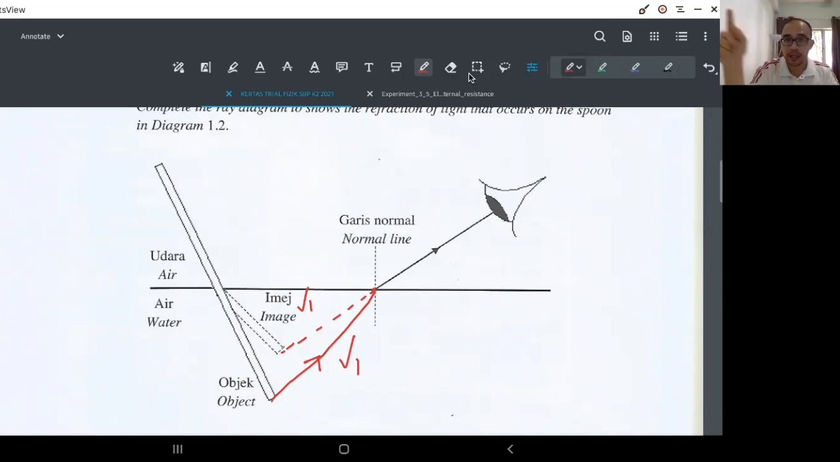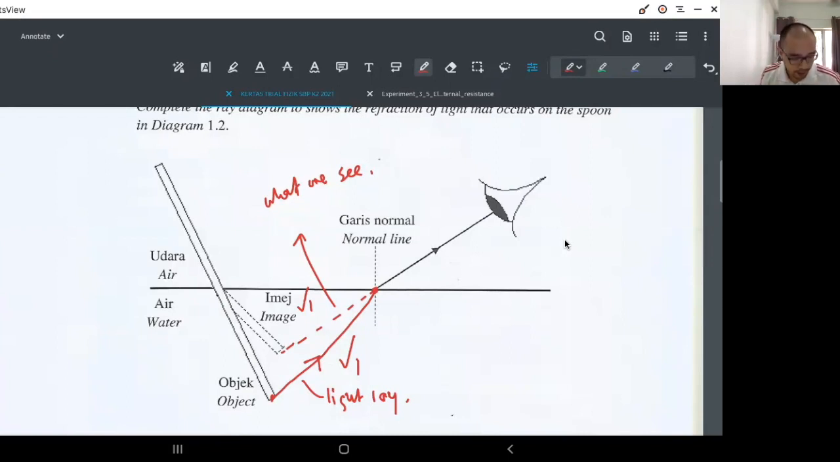The first line is a straight line, directly from the eye to the image, but that one must be a dotted line. The second one is from the object to the border. Just draw any straight line, as long as it is not the same line as the dotted line. So this is the light ray. The straight one is the light ray, the dotted line is what we see. That's why we can only see the straight line.